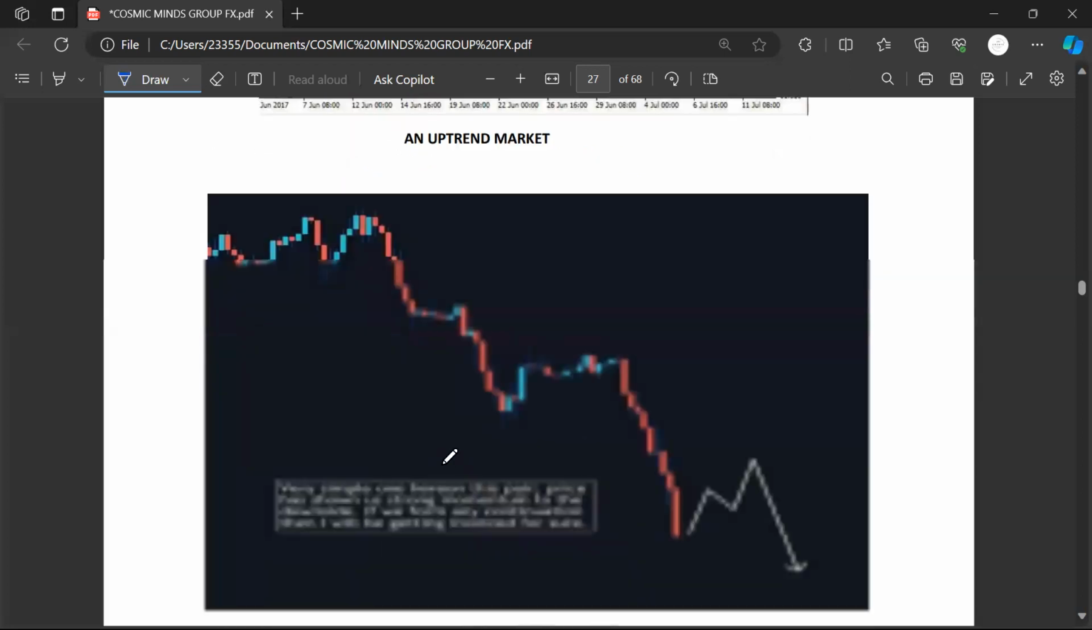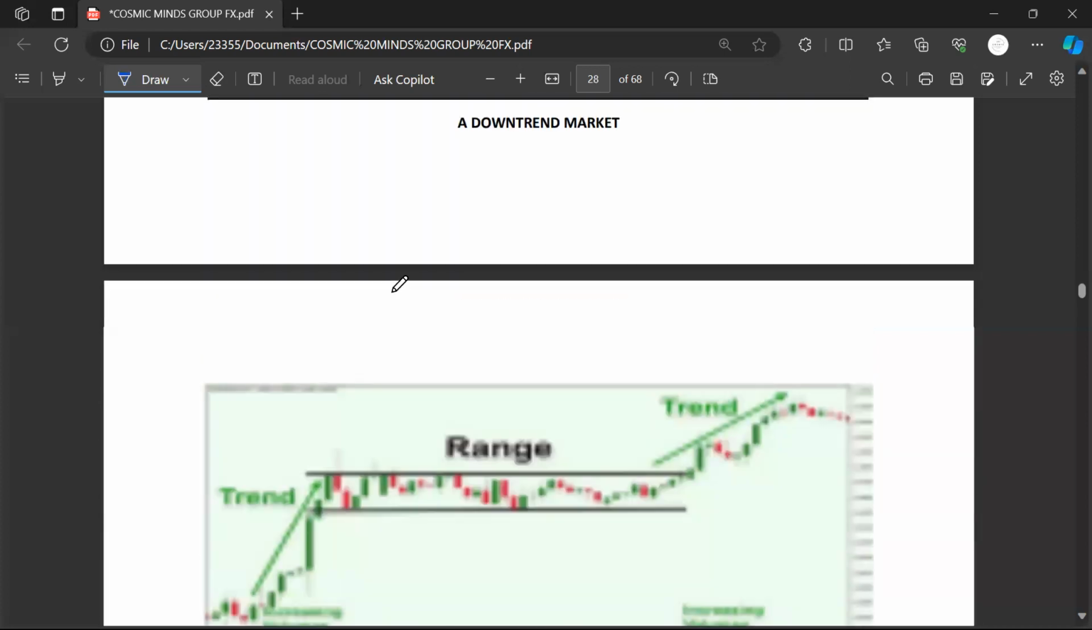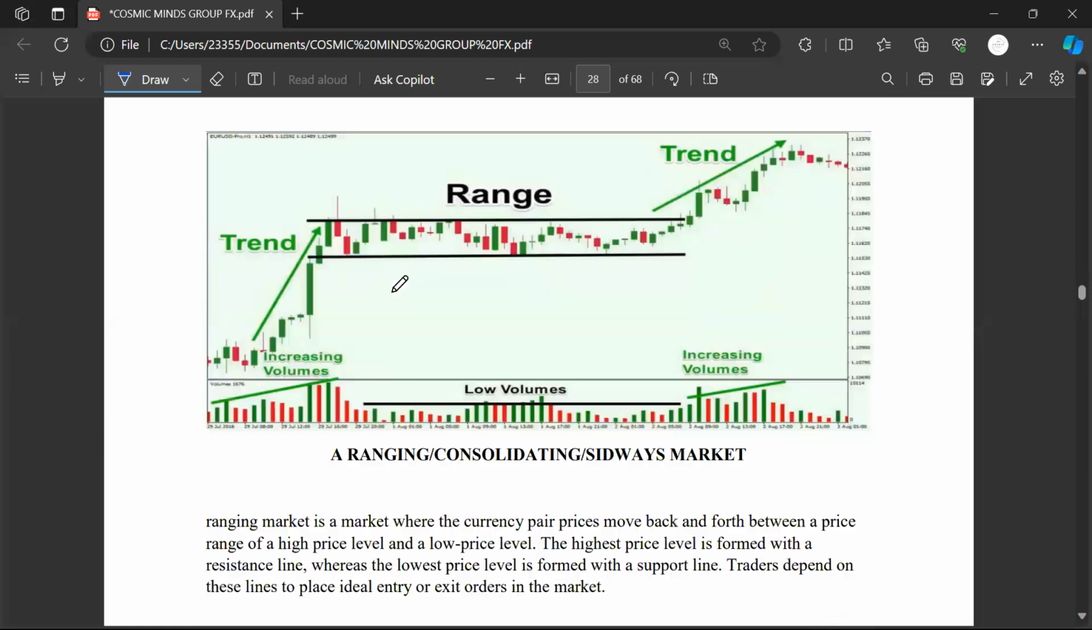Now let's look at the downtrend. The downtrend also looks like this. Generally, prices are moving downwards. It's as simple as that. You don't need to be a pro or an expert to identify whether the market is in a downward or upward trend. So we have looked at the upward trend and the downward trend, and then we are going to look at the ranging market.